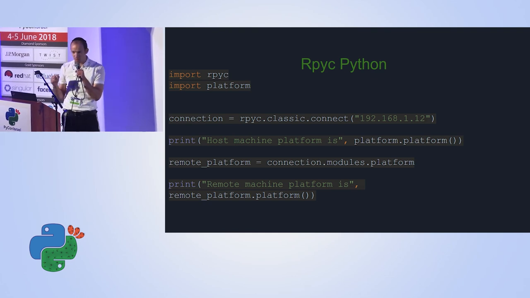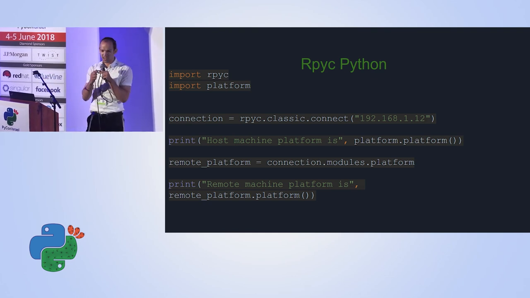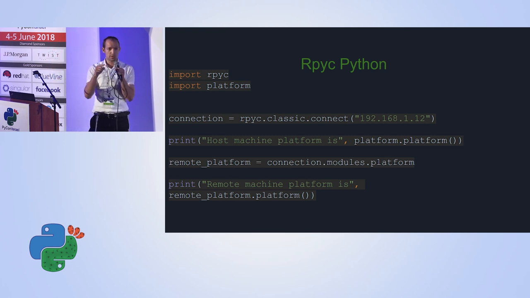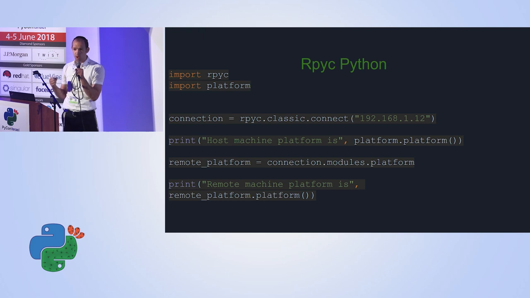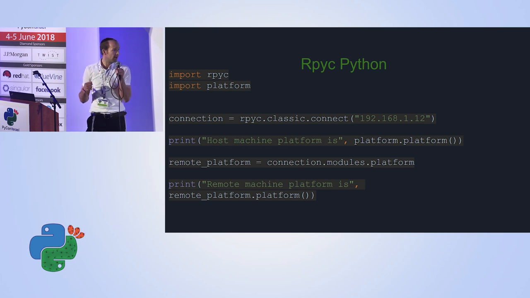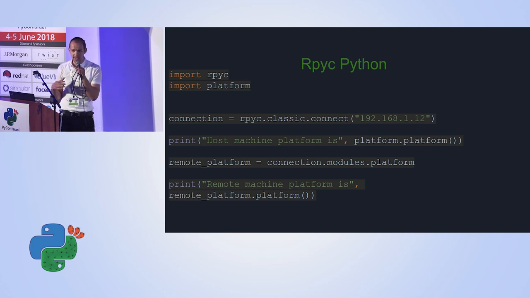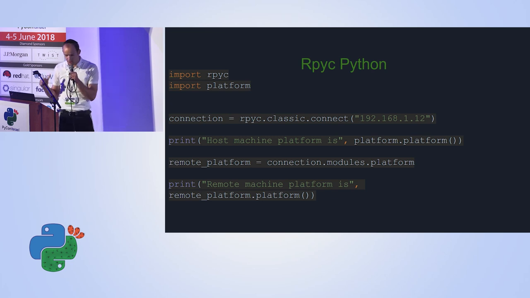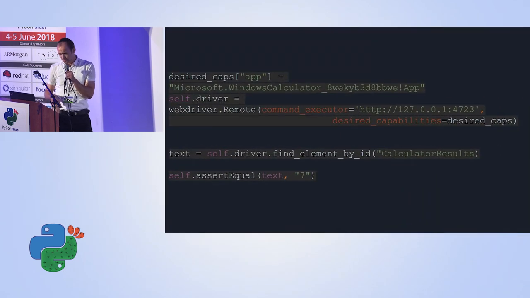The best thing about this RPC is that it actually runs the action on the remote, but you get the object on the host, so you can remotely control and do Python calls on every machine that runs the RPC server.